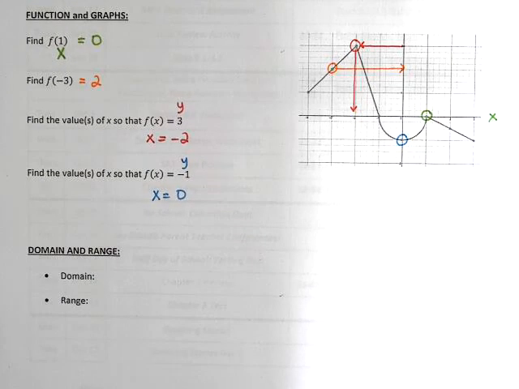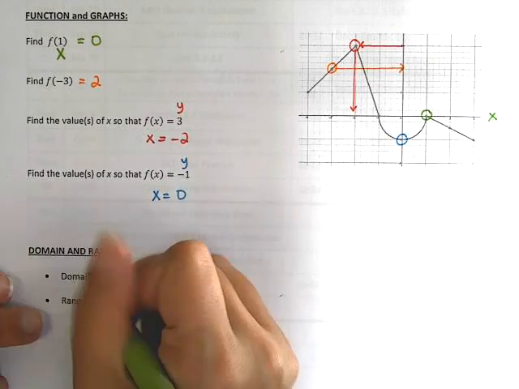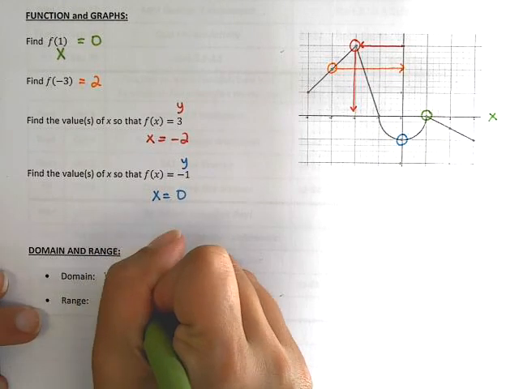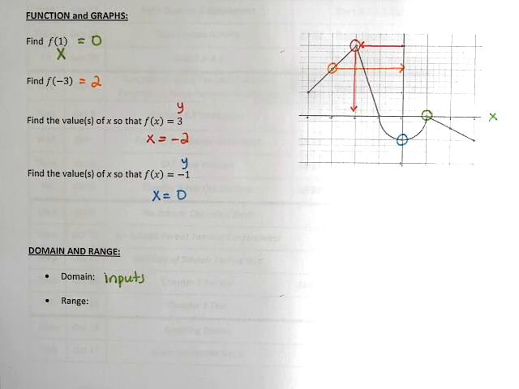Last but not least, we talked about domain and range. So domain is always the inputs. Range is always the outputs.